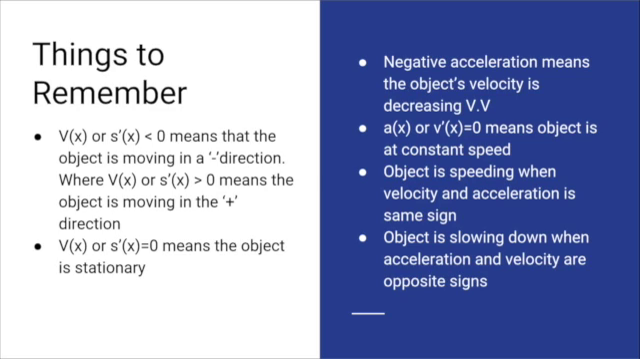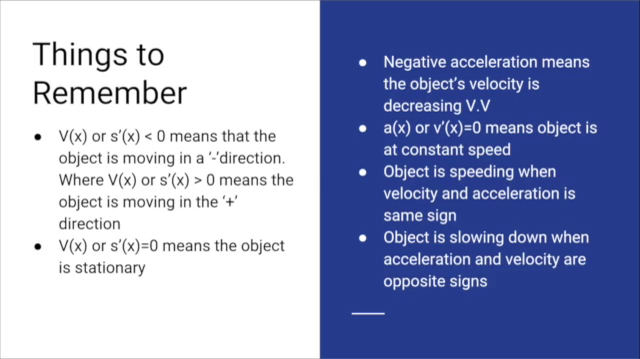If acceleration is negative, then that means the object's velocity is decreasing. So when I realized I couldn't catch it, I probably would have slowed down. My acceleration would have been negative because my speed is decreasing. If my acceleration is positive, then that means my velocity is increasing, because my speed is getting faster and faster.